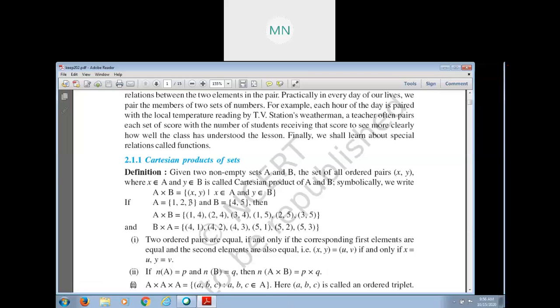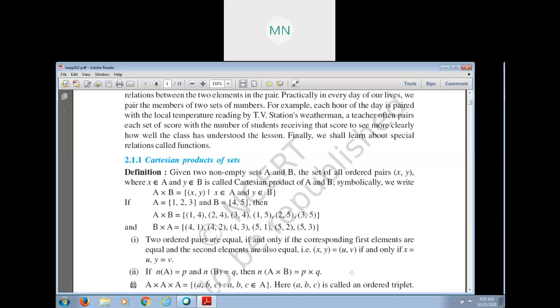Here, what is the number of elements in A? 3, ma'am. And B has how many elements? 2. So in A cross B, the number of elements will be 3 into 2, which is 6. So remember this also: if A has p elements and B has q elements, then the number of elements in A cross B equals p into q.